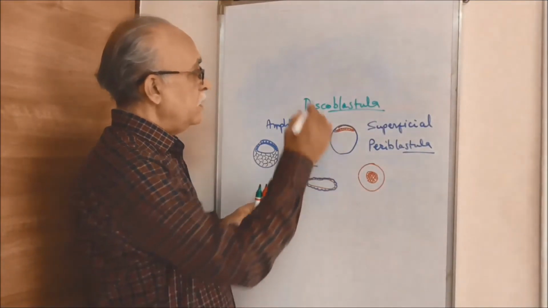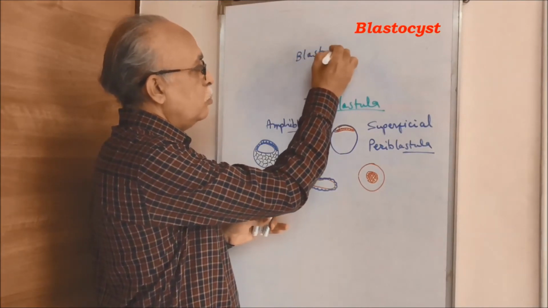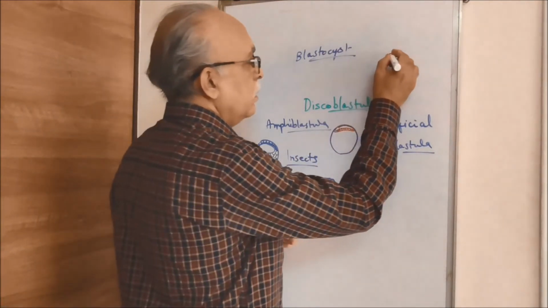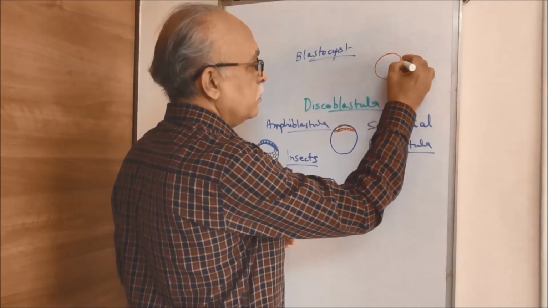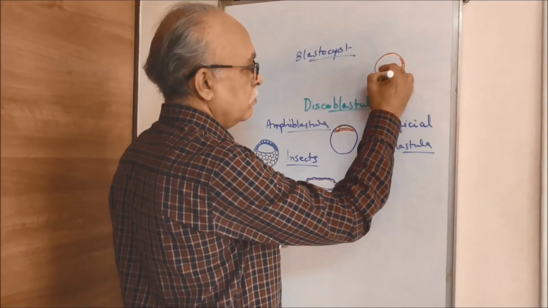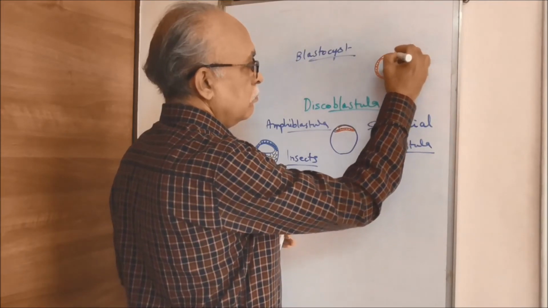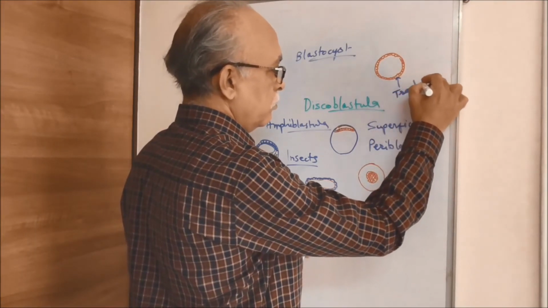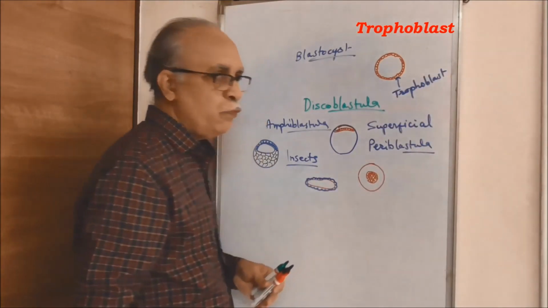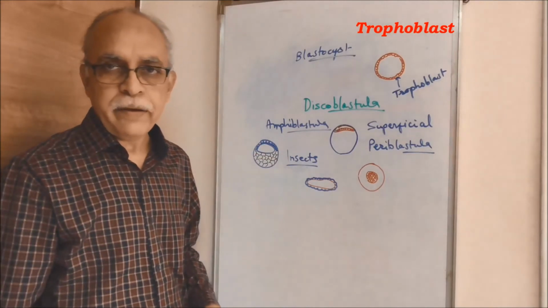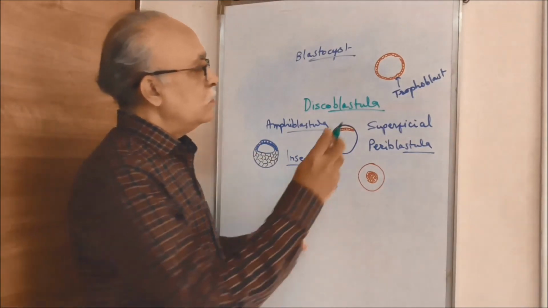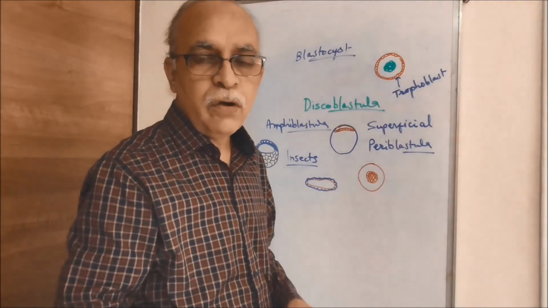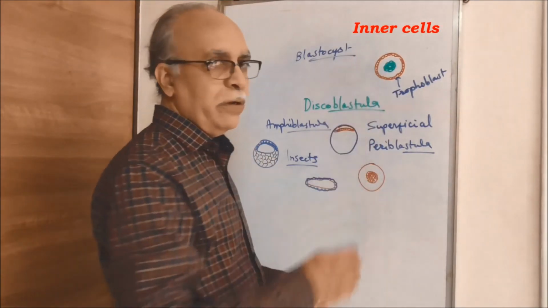While in mammals, there is a stage called blastocyst. Now, what's different here? Here, the peripheral layer of cells, these cells are called trophoblast cells, or that layer is called the trophoblast layer. And inside this would be a mass of cells. These are called inner cells, or these are actually embryonic cells.